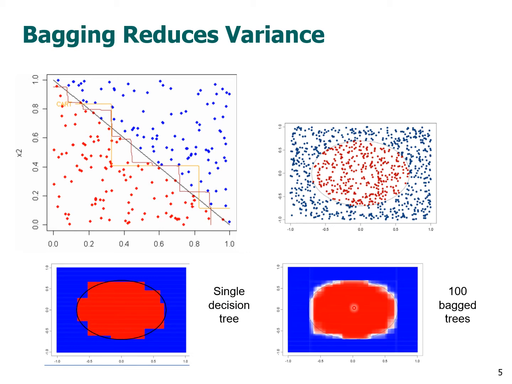But if you use 100 bagged trees in random forest, this is the shape of the classification boundary from random forest, which is more accurate than this one. So this picture shows the advantage of using the ensemble method random forest compared to a single decision tree.